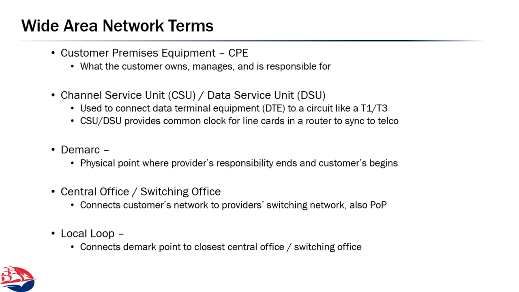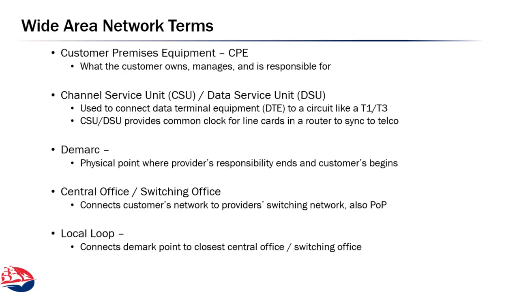So for example, at home I have Comcast for my home office provider, and Comcast tries to sell me the DOCSIS modem. I bought that myself, so that's now the demarc, from the wire coming into my house. Everything outside the wire is Comcast. After the wire, inside my home is me. So I own the modem, I own the router, I own all the data units.